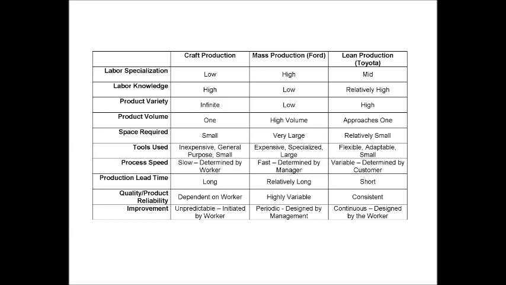I'm going to be using this process matrix to describe the differences between the different types of production systems that we'll study in this class. It's going to be especially important for us to understand the fundamental differences between a mass production system, which is listed here, and a lean production system, which we'll be describing in this handout.